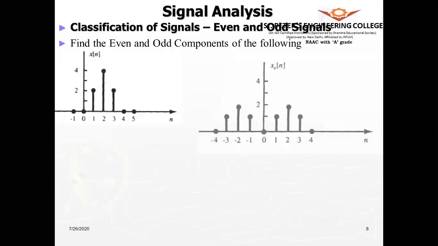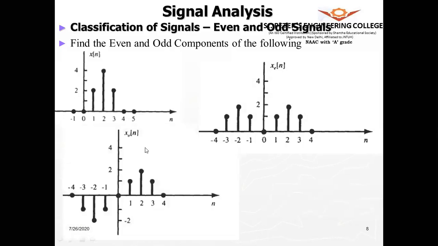Very similar to the previous problem, we have taken one more example, and this signal also is a finite signal, and we are finding the even and odd components of the signal. So what is the even component? By using the formula, we have found the even component as this and the odd component as this signal.